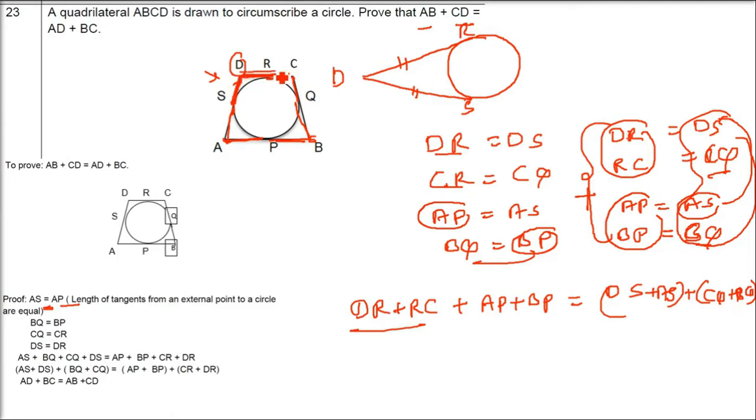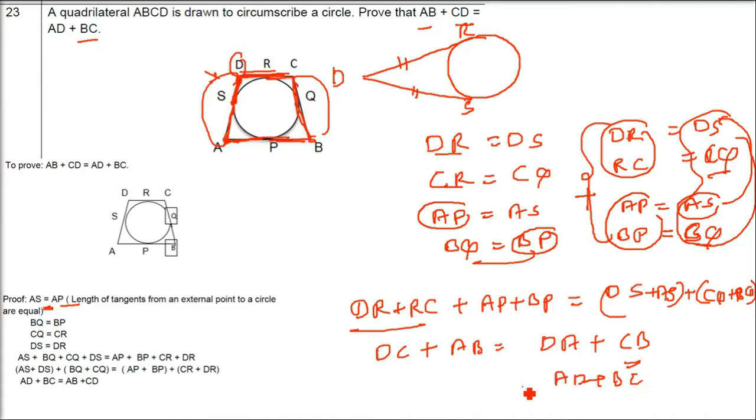Now just combine. DR plus RC is DC or CD. AP plus PB is AB. DS plus AS is AD or DA. CQ plus QB is CB, you can write CB or BC. Now just write it the way they have given. In place of DA you can write AD, CB you can write BC, DC you can write CD, and AB remains the same. So the concept is clear to you. Only this CD, DC, it doesn't matter, it is equal. So the main thing is that an external point to the circle will have equal tangent distances.